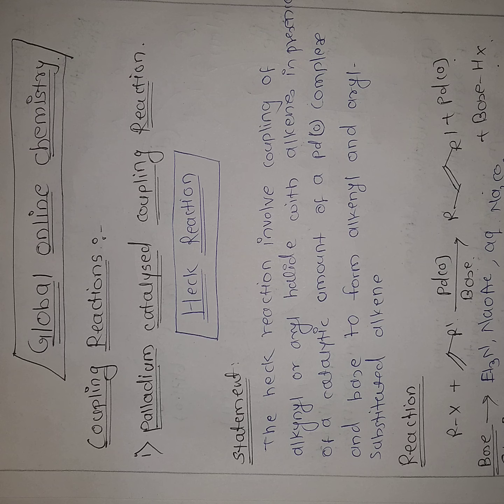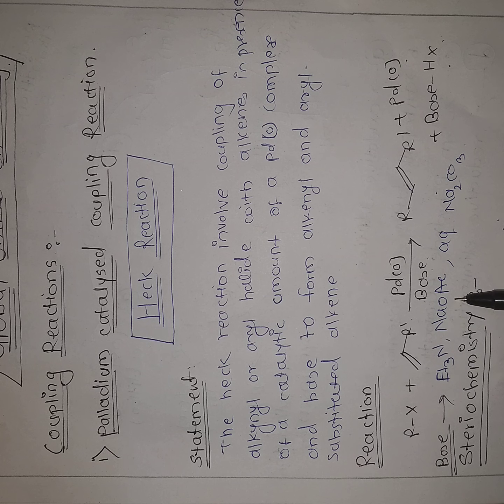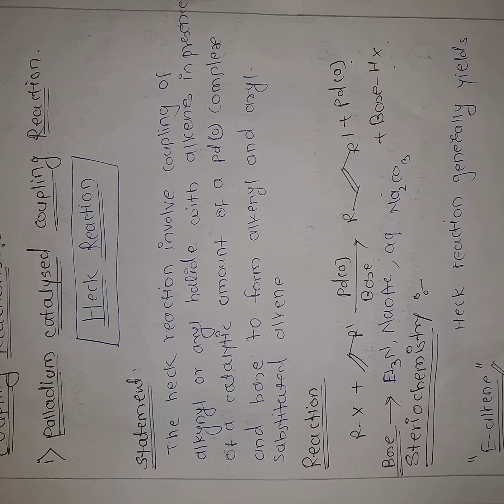Bases used in these reactions are Et3N, NaOAc and aqueous Na2CO3. If we talk about the stereochemistry of Heck reaction, it is E-alkene. Means major product formed in this reaction is E-alkene. Now we are going to discuss the step by step mechanism, how E-alkenes are generated and how we can solve their problems.